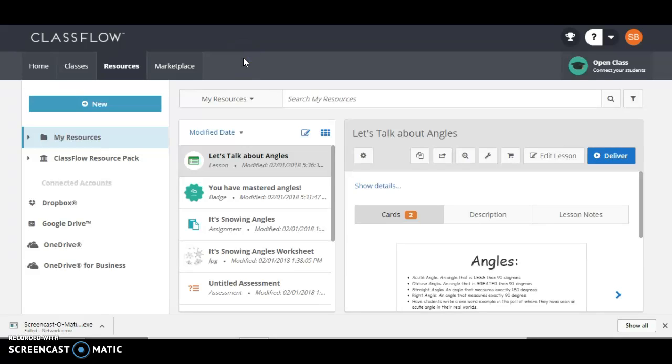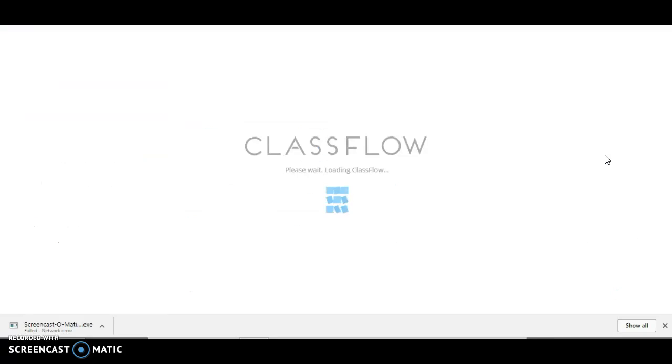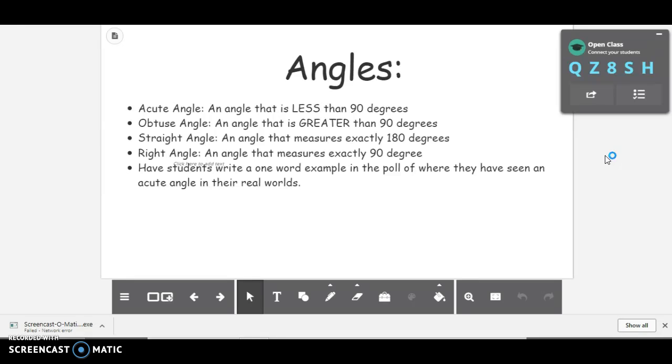One of the Kansas State standards for 4th graders is angles and knowing how to classify them, create them, recognize them, and be able to essentially measure them on your own. So what I've done is created a lesson in Classflow. How it would begin is I'm going to click deliver, so that you are able to see what it would look like.